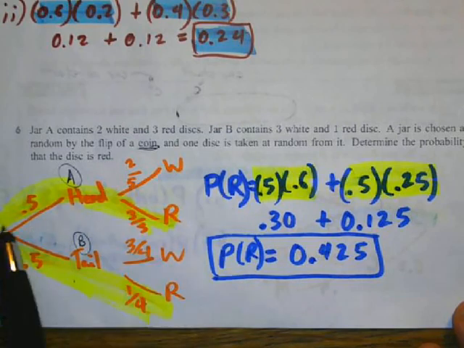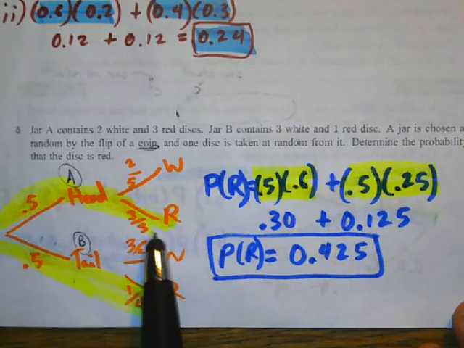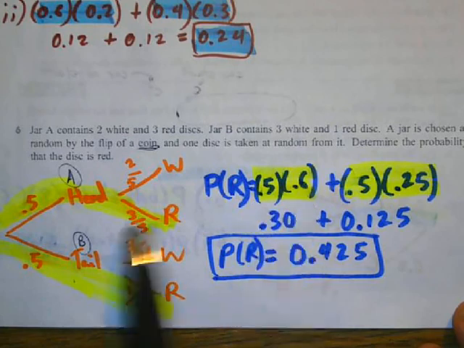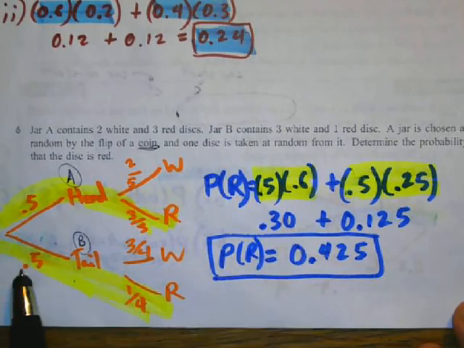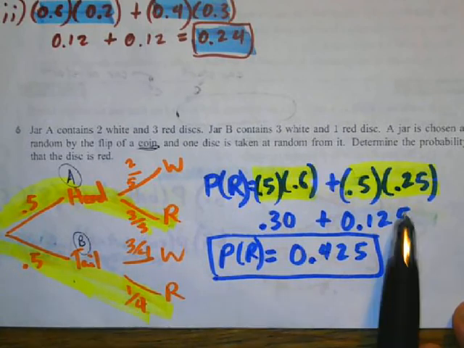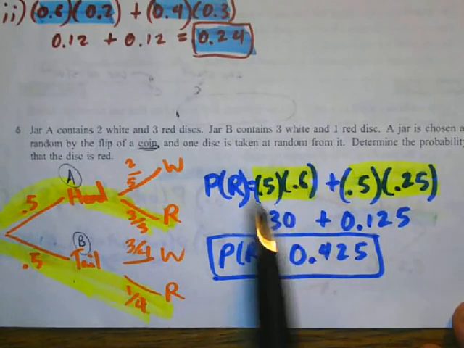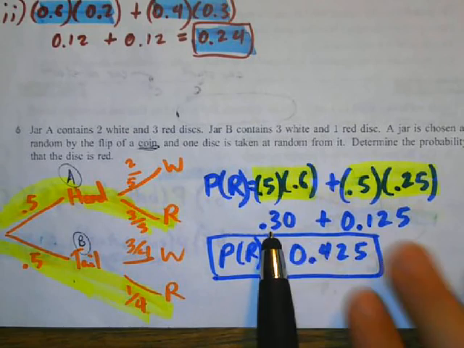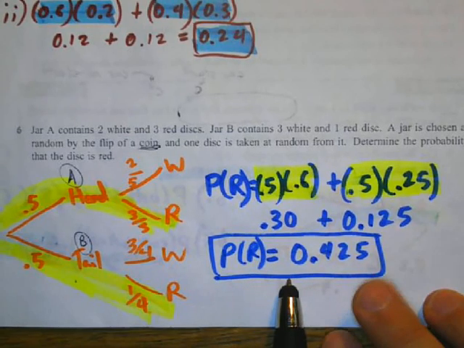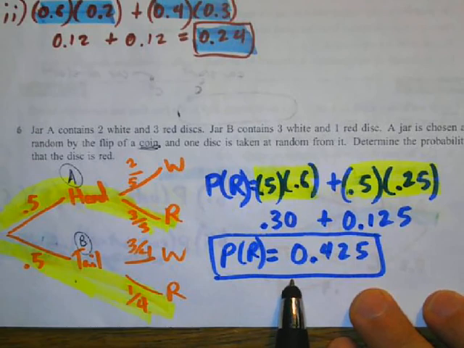So if you go this path, heads and red, you've got 0.5 times 3/5, or 0.6, which gives me 0.3. If you go this route, it's 0.5 times 1/4, which is 0.25, so this gives me 0.125. Add those two probabilities together, and that's the probability of getting the red disc. You may want to hit pause and rewind and watch this if you have questions on it.